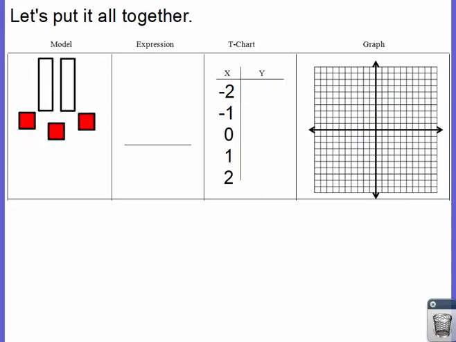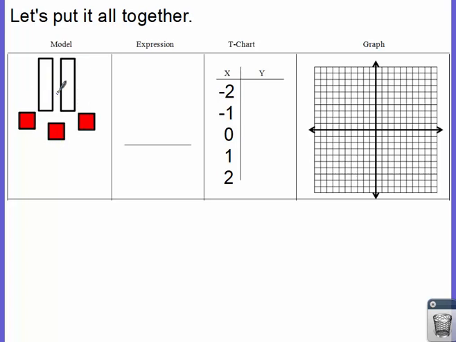Because on the assignment, we're going to start at the model. I'm going to give you a model, have you create the expression from that model, have you create the T-chart from that expression, and have you create the graph from that T-chart. So here we go. Let's take a look. This expression right here, we represent it.